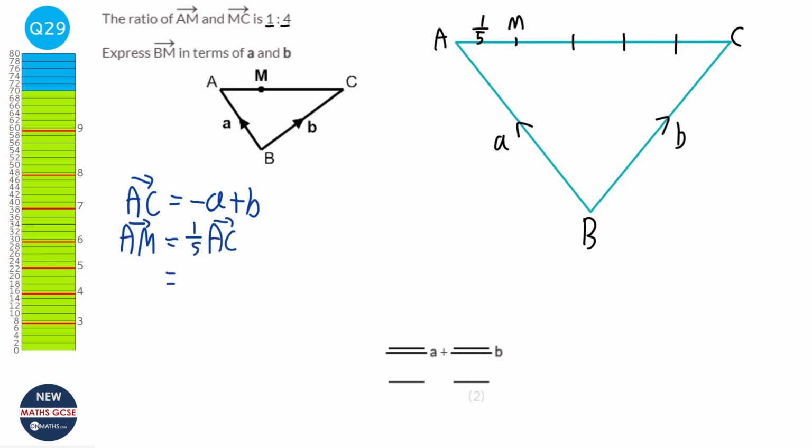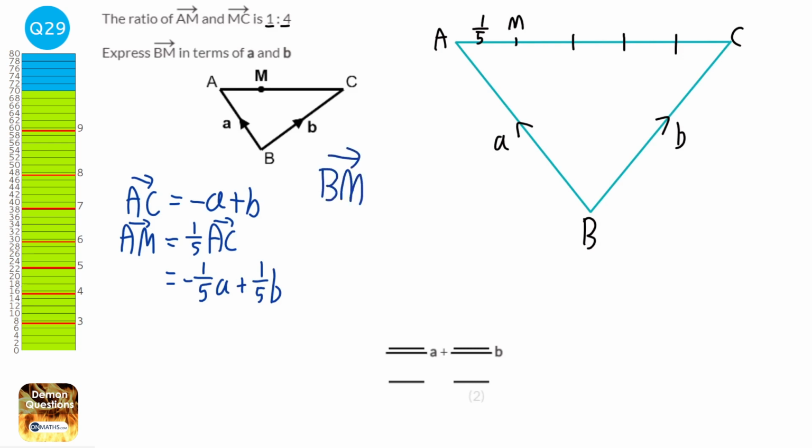Now A to M is going to be 1/5 of A to C. Now if A to C is minus A plus B, that means A to M is going to be minus 1/5 A plus 1/5 B. Now we're asked for the vector B to M, and we know that that's going to be B to A plus A to M.